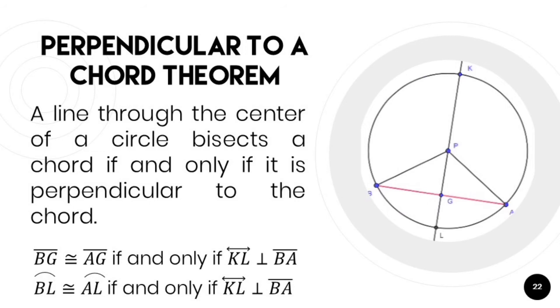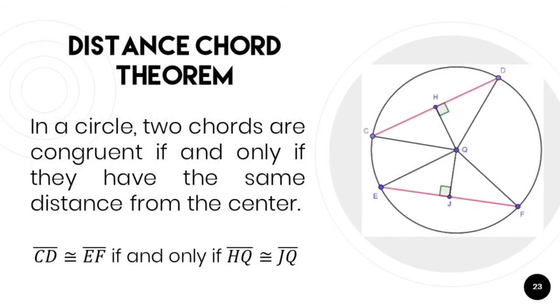Perpendicular to a chord theorem. A line through the center of a circle bisects a chord if and only if it is perpendicular to the chord. On the figure, segment BG is congruent to segment AG if and only if line KL is perpendicular to segment BA. Also, arc BL is congruent to arc AL if and only if line KL is perpendicular to segment BA.